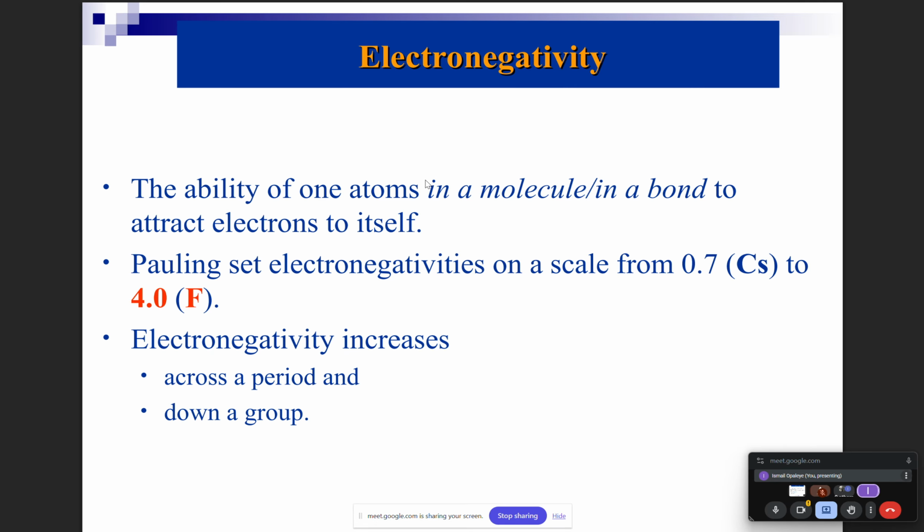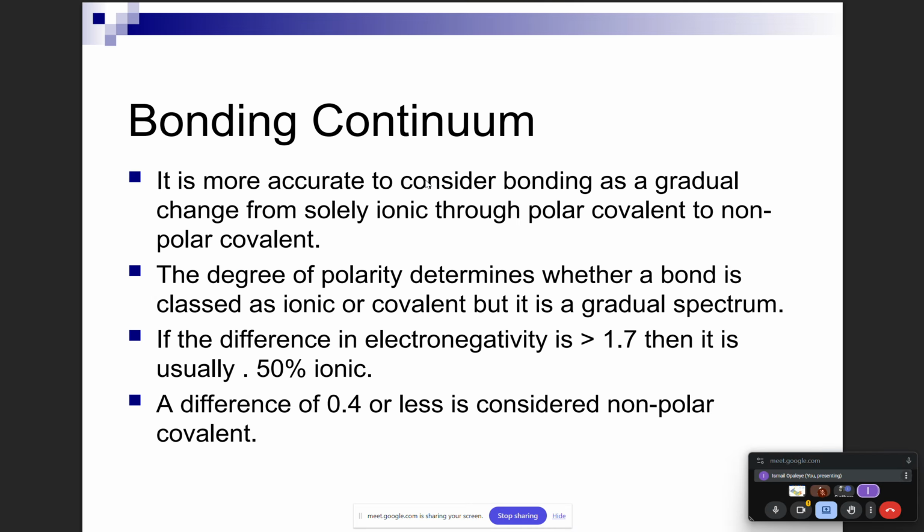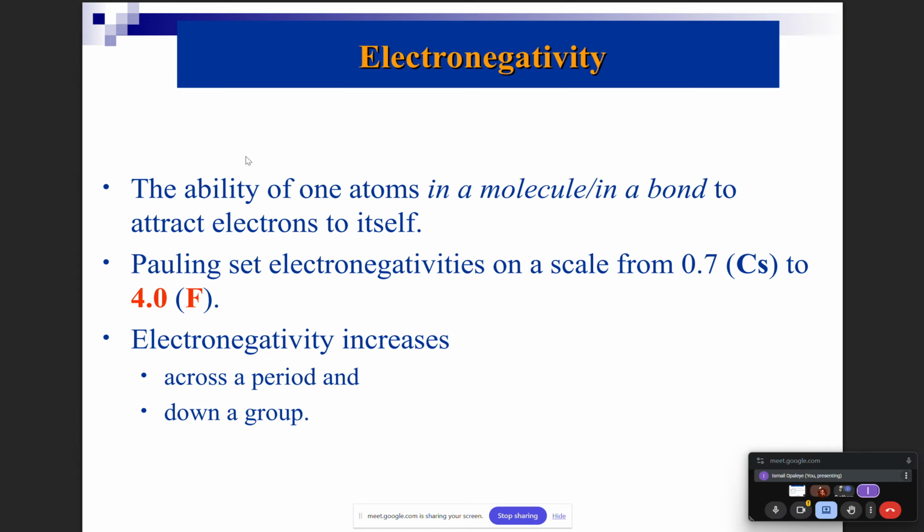So you should expect that electronegativity increases across the period and decreases down a group. Increases across the period, decreases down the group. Are we together?